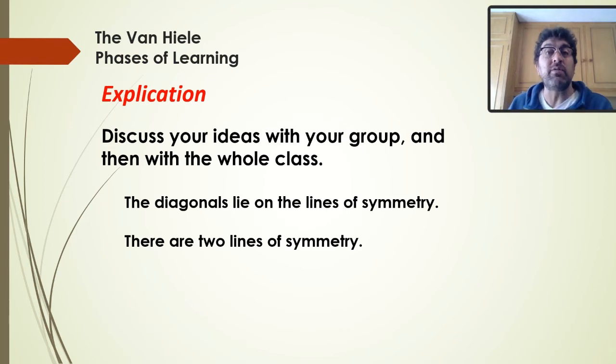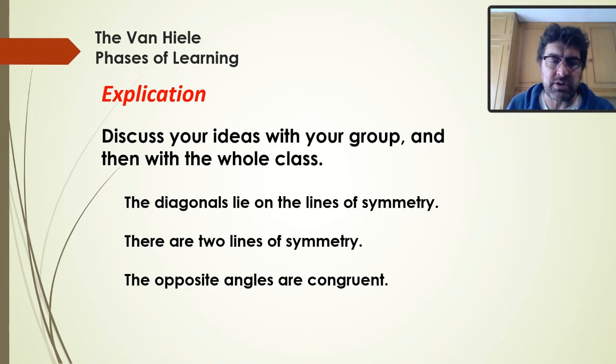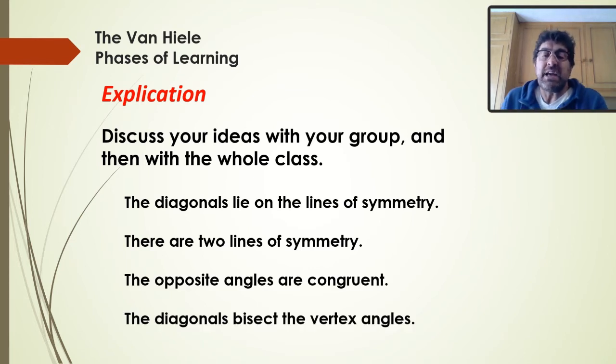There might be along the two diagonals. There might be 4 lines of symmetry in a diagram. Which diagrams possess 4 lines of symmetry? The opposite angles are congruent. The diagonals bisect the vertex angles. So if a diagonal is a bisector of a vertex angle, in which figures does that happen?